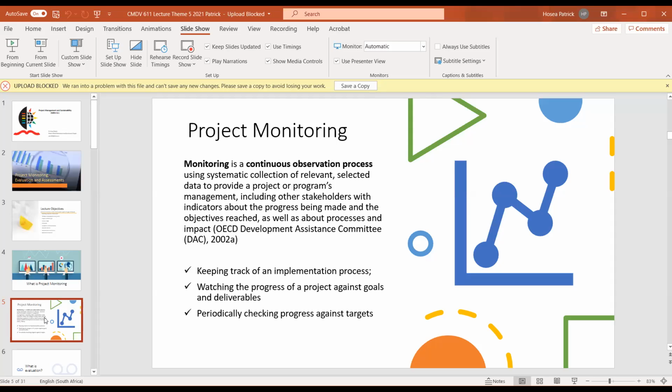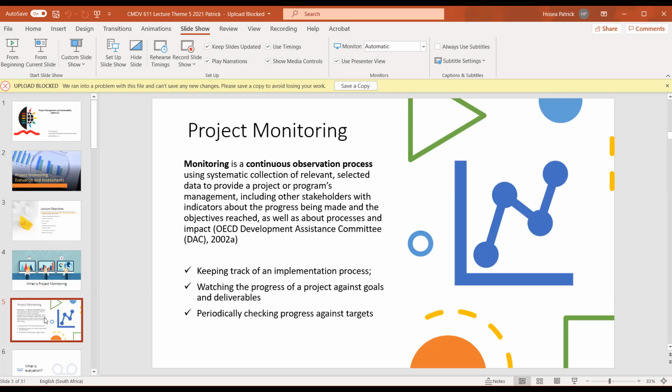Another word is that we said project monitoring is keeping track of the implementation process of a particular project. That's another definition for it. Just keeping track of the project. And then we also said it implies watching the progress of a project against the goals and the deliverables that we have raised. Periodically checking the progress against the targets. These are just putting it into sentences, but everything we just discussed now is what project monitoring is.